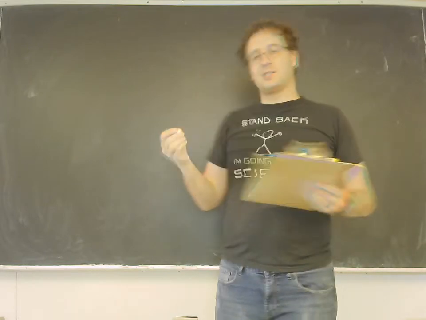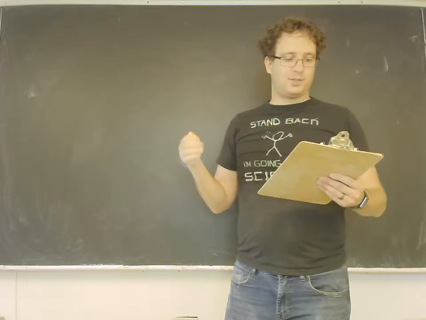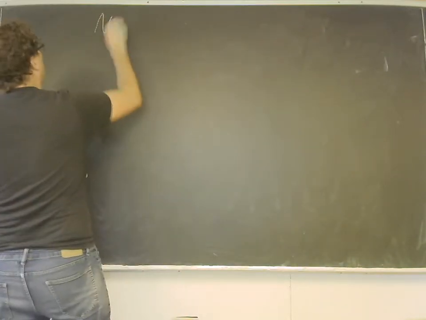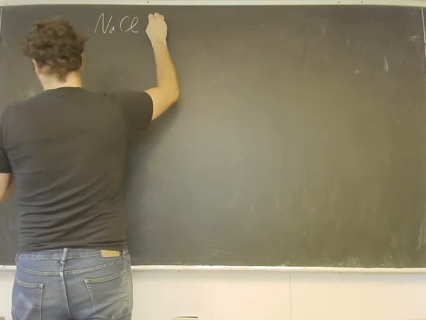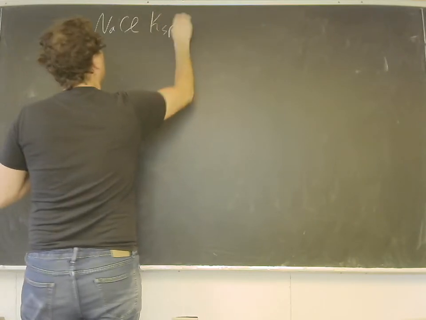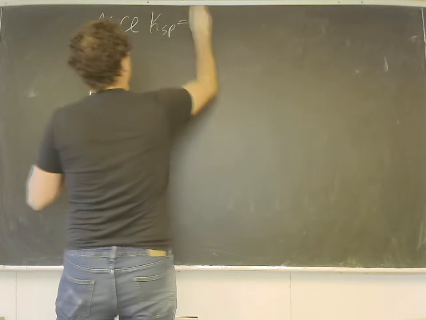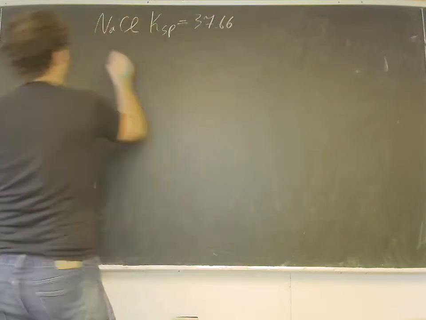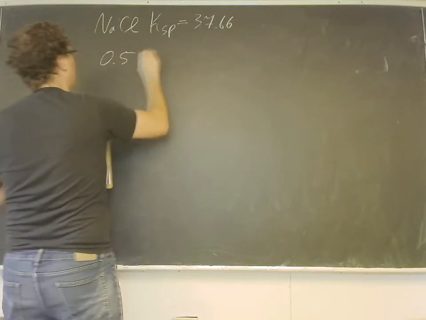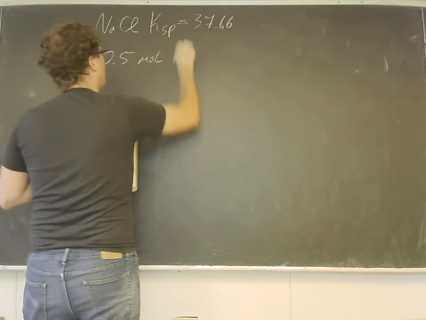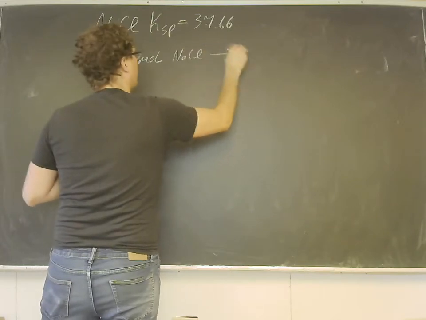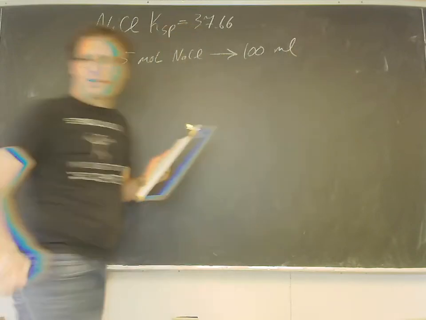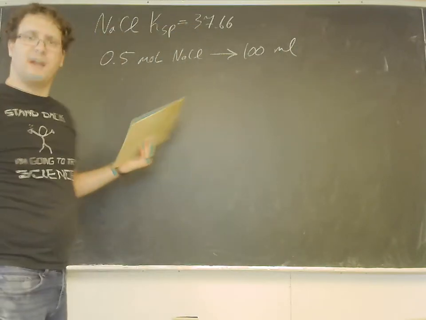First, let's consider taking a very soluble salt like sodium chloride. Sodium chloride has a Ksp equal to 37.66. And let's suppose we take 0.5 moles of NaCl and put that into 100 milliliters of water. What is going to be the reaction quotient?